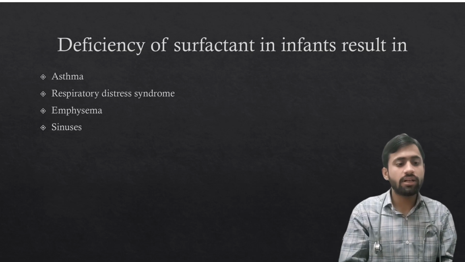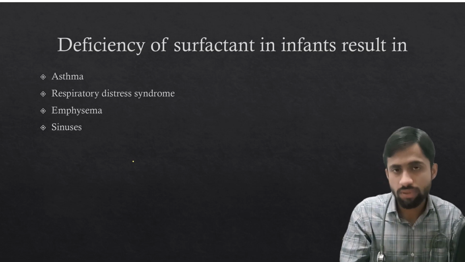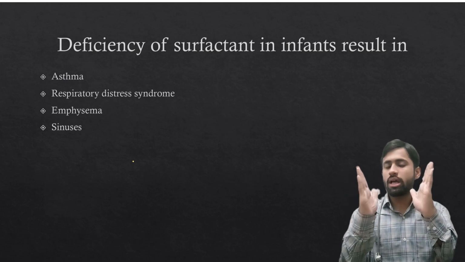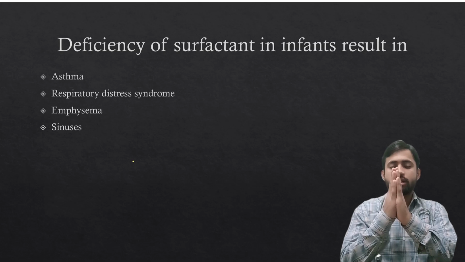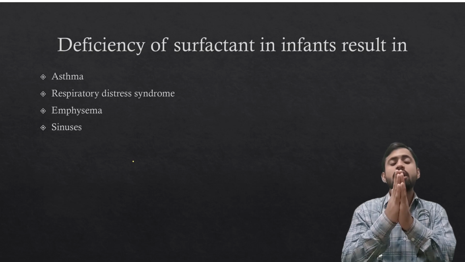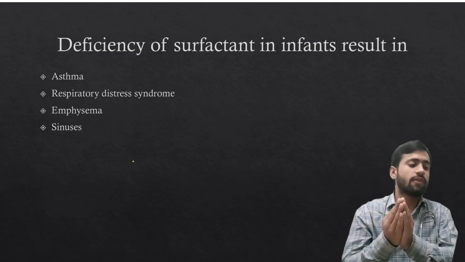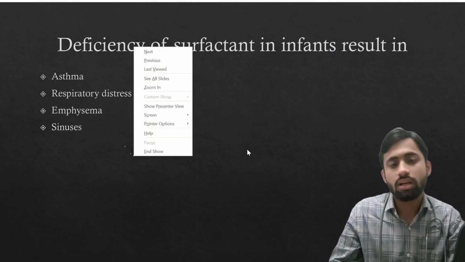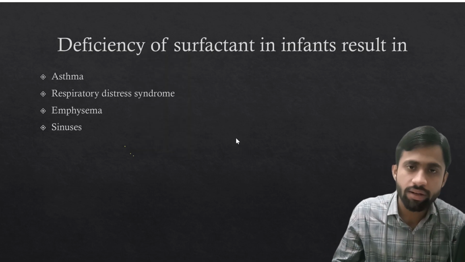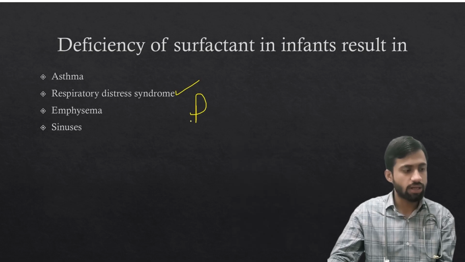Deficiency of surfactant in infants results in, so this is basically a disease that is caused by the deficiency of surfactant, in which the lungs are collapsed and they attach with each other like this. The alveoli is collapsed and they attach with each other like this, and no air can be inflated into the alveoli. This is due to loss of surfactant. This is known as RDS or ARDS, acute respiratory distress syndrome. Yeah, respiratory distress syndrome. So beta is the right answer.